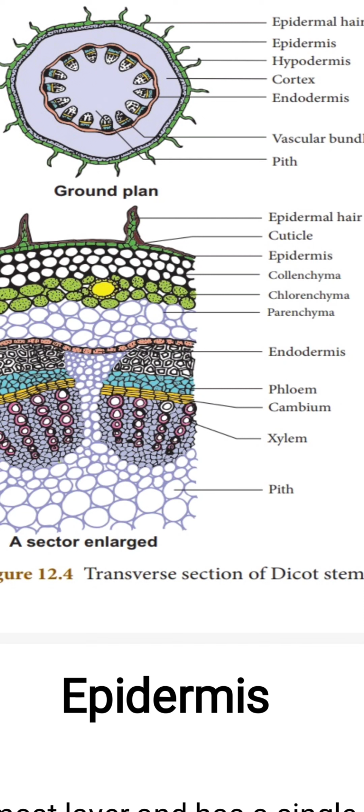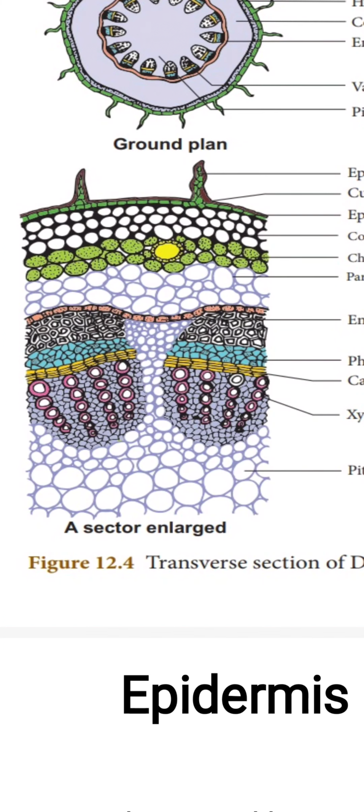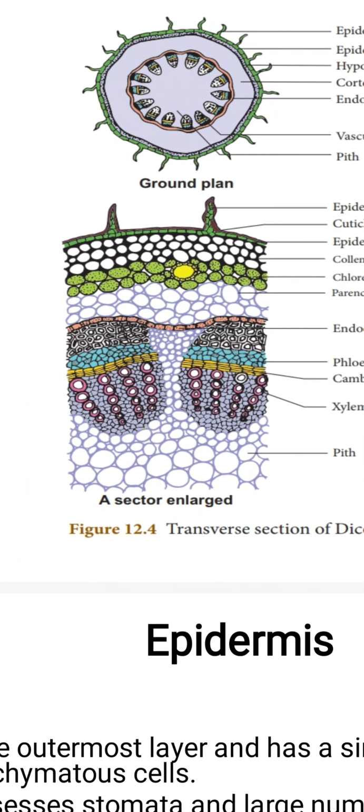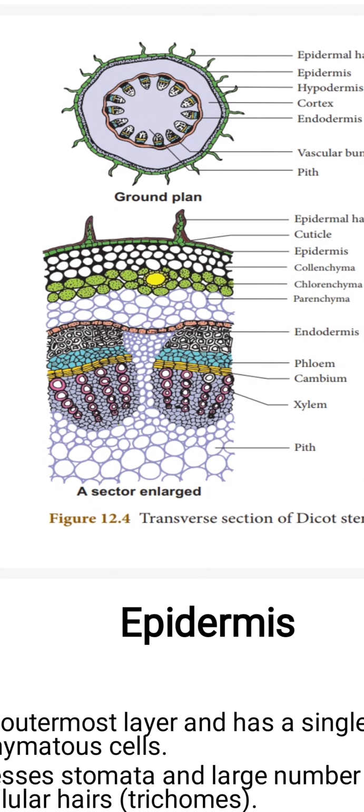So that is the ground plan, and this is the very detailed structure of the anatomy of T.S. of Dicot Stem. Whatever epidermal hairs we have seen in the above diagram, you can see in this diagram also. This is the ultrastructure. The outermost layer is called the cuticle, which is present on the epidermis for protection.